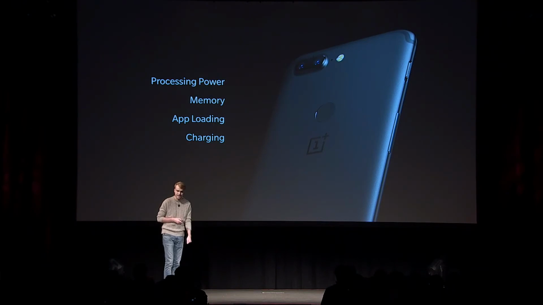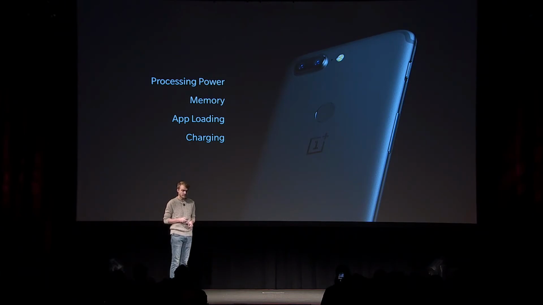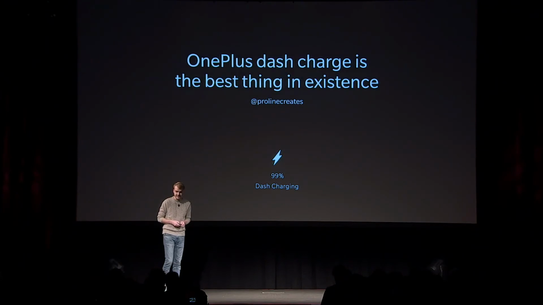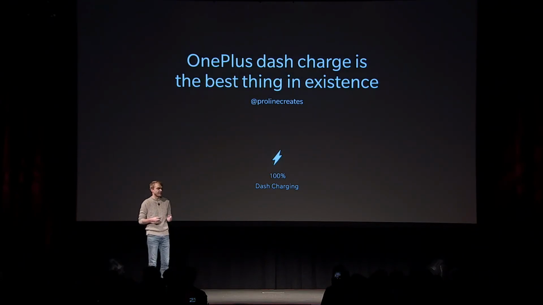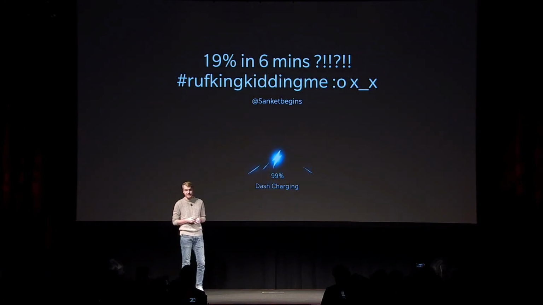Let's take a moment to cover 4 aspects that we focused on to improve OnePlus 5T's fast performance: its processing power, memory, uploading, and charging. Last but never least, there's Dash Charge. Our custom fast charging solution makes sure you never have to wait long for your phone to recharge.